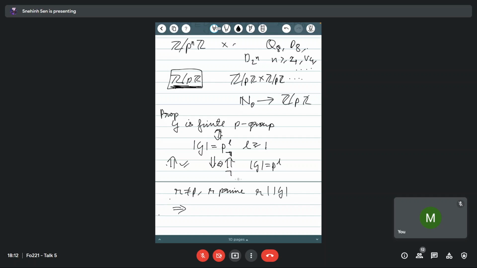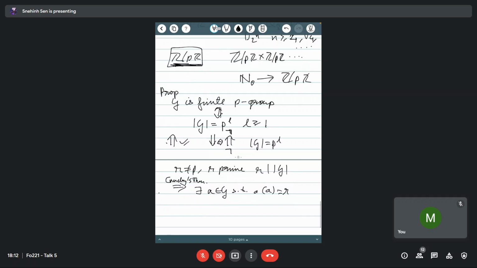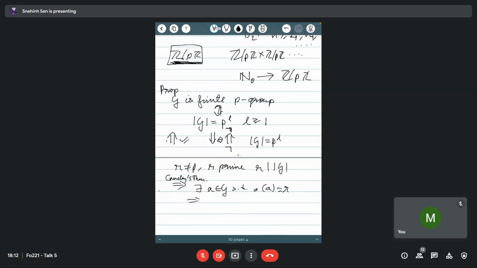But that implies by Cauchy's theorem, there exists an A belonging to G such that the order of A is equal to R. But R is not P to the power L for any L. And that immediately implies G is not a finite P group. So is the proof clear, or the idea of the proof clear? Yeah, you might have to formalize a few more steps. I'm just giving you the concept here. Is it clear? Yeah, it's fine.